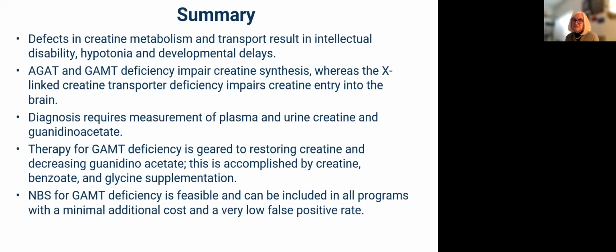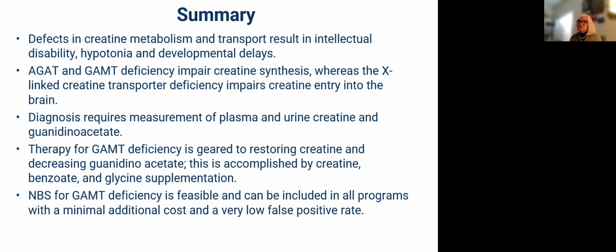So in summary, I hope we have shown you that defects in creatine metabolism and transport result in intellectual disability, hypotonia, and developmental delays. We have talked about AGAT and GAMT deficiency, which impair creatine synthesis, and creatine transporter deficiency, which impairs creatine entry into the brain. Diagnosis of these conditions requires measurement of plasma and urine creatine and guanidinoacetate.